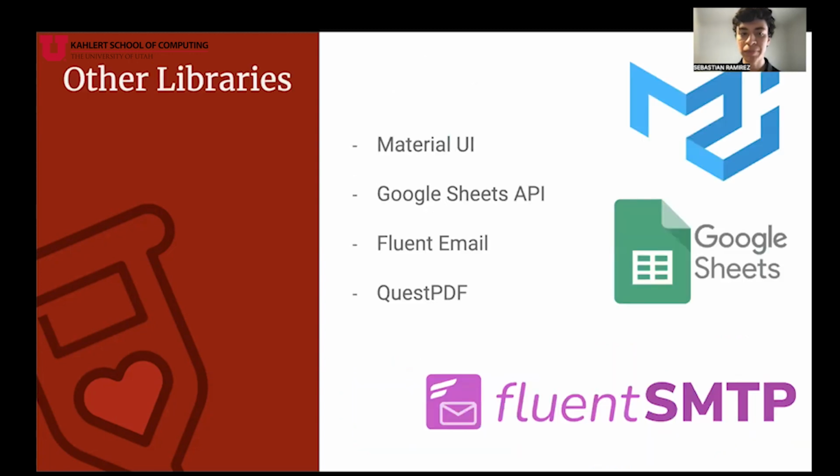Now, for some other libraries that we use: Material UI as our main UI library, and this mainly handled the tables that we use for inventory and things of that nature. We use Google Sheets API to handle the plotting of charts for analytics and things of that nature. We use Fluent Email to handle registering accounts and sending donation receipts, along with QuestPDF to generate these donation receipts.